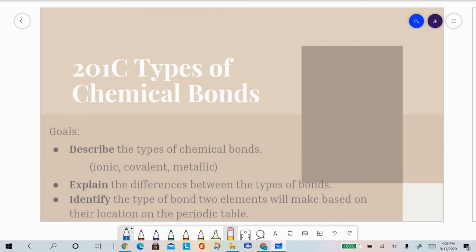The first topic is just types of chemical bonds. By the end of this, you'll be able to describe the types of chemical bonds, including ionic, covalent, and metallic, explain the differences between these types of bonds, and identify the type of bond between two elements based on their location on the periodic table.